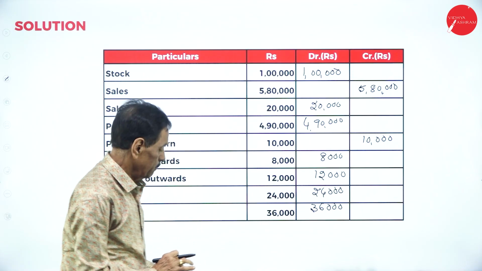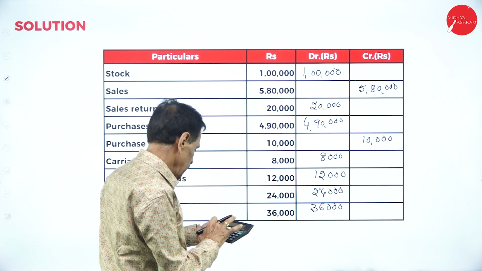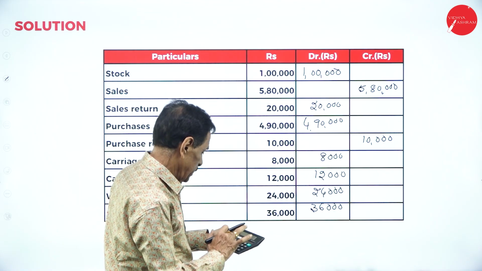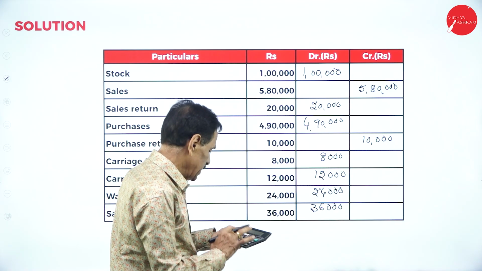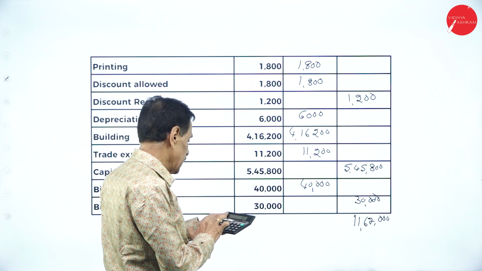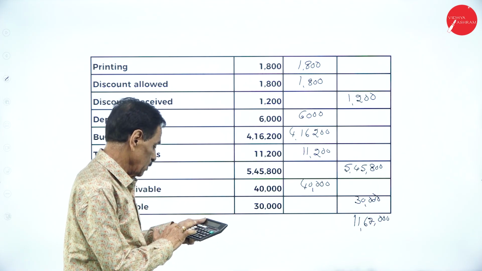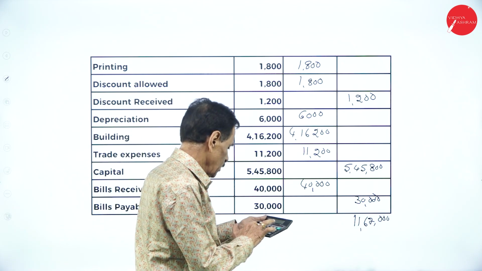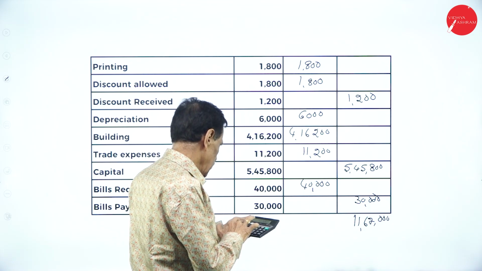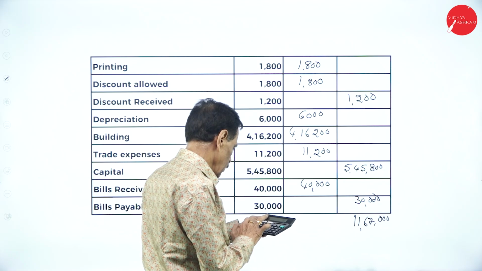1 lakh plus 20,000 plus 4,90,000 plus 8,000 plus 12,000 plus 24,000 plus 36,000 plus 1,800 plus 1,800 plus 6,000 plus 416,200 plus 11,200 plus 40,123.